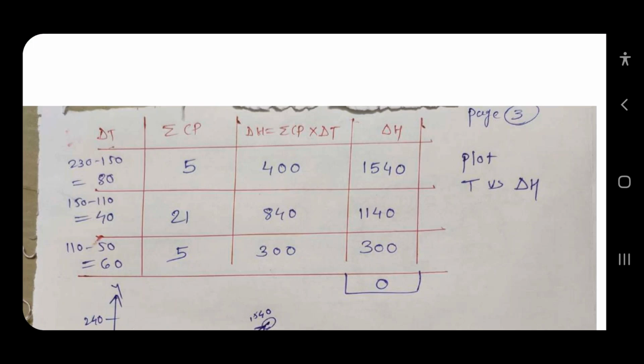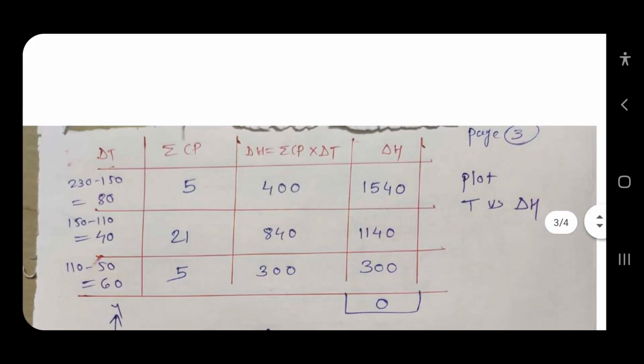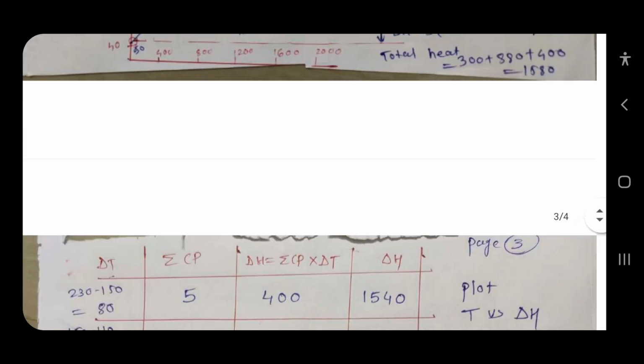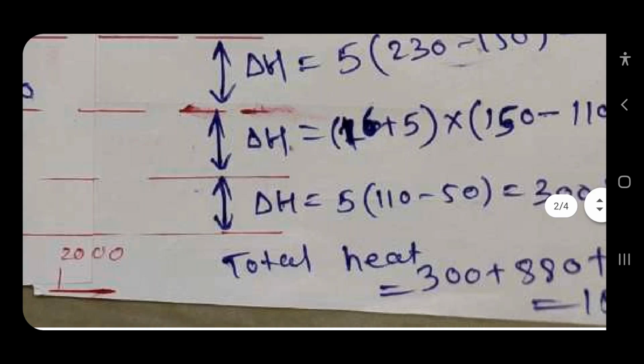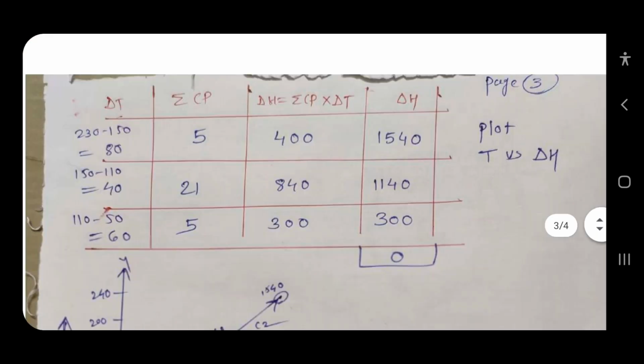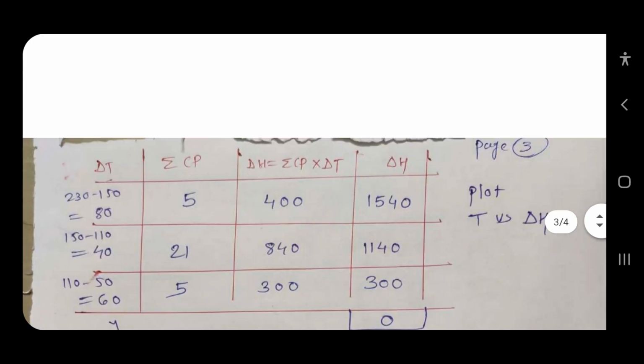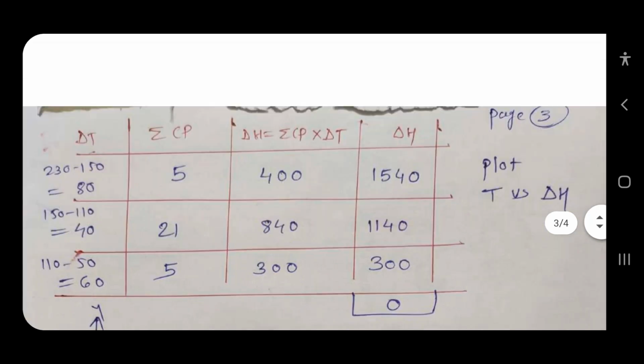Then again 150 to 110, it's 150 minus 110, you will get 40. So what is the summation of CP here? 16 plus 5. Okay. And 150 to 110. So it becomes 840 or 880. You can calculate it. I did not know the exact value. I think 880 is here. Okay, 880. So 880 plus 300, you will get 1180 kind of thing.